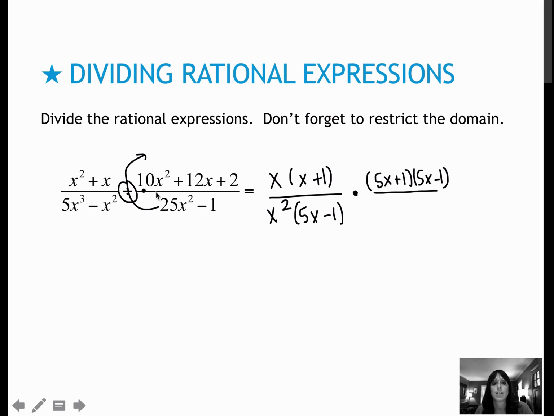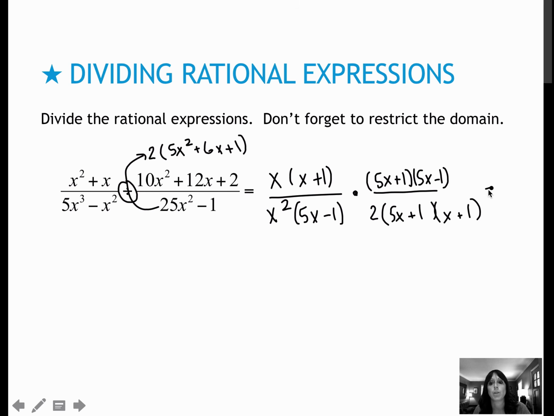And then I'm going to factor this one. I would start by taking a 2 out, which would give me 5x squared plus 6x plus 1. So the 2 would come down here. It looks like this one would factor into 5x and x, and then plus 1 and plus 1.